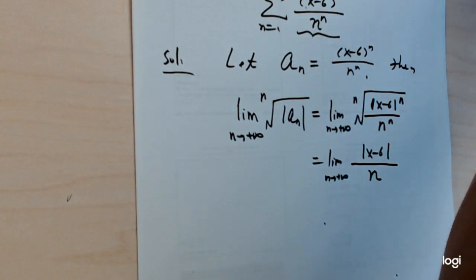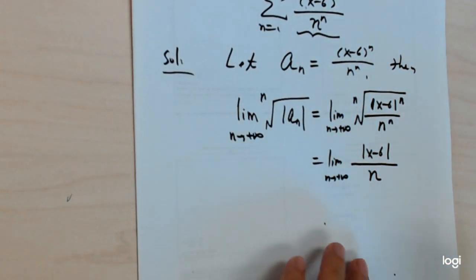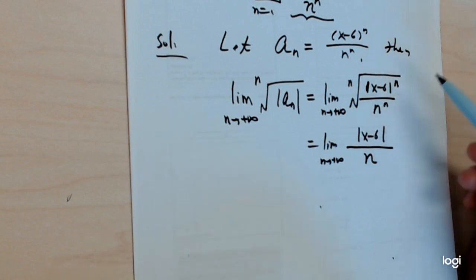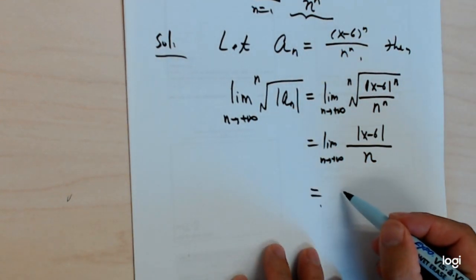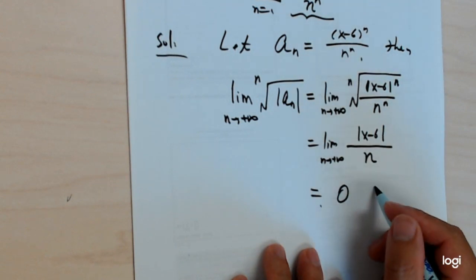Now let's find out what the limit is. What happens when n goes to infinity? Well, whatever x is, the top is always a finite number. As n goes to infinity, this is always 0. It does not matter what your x is, and that's always less than 1.